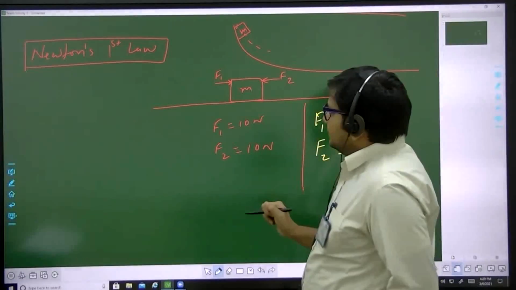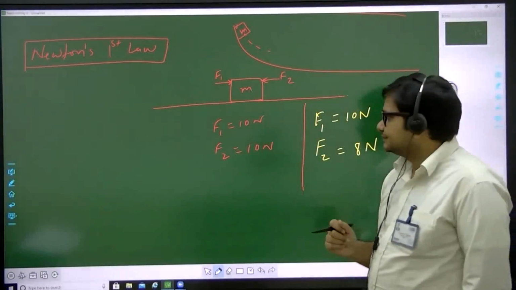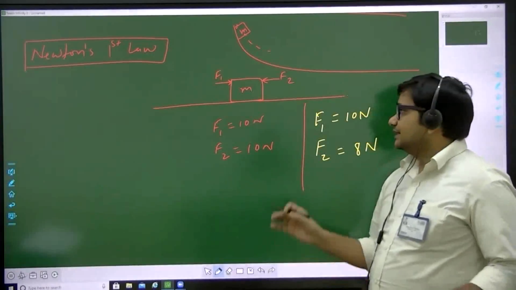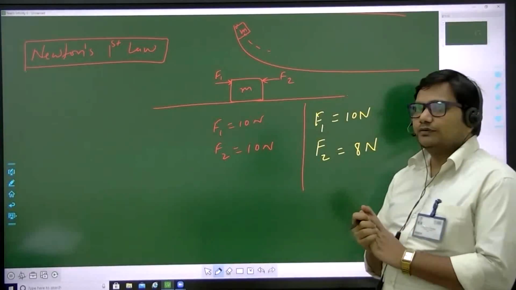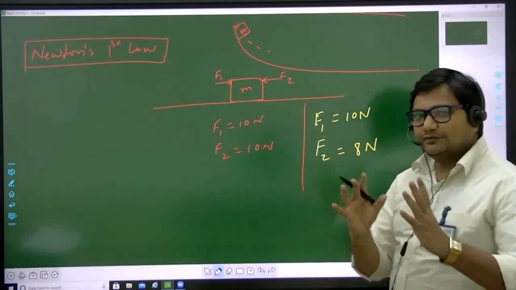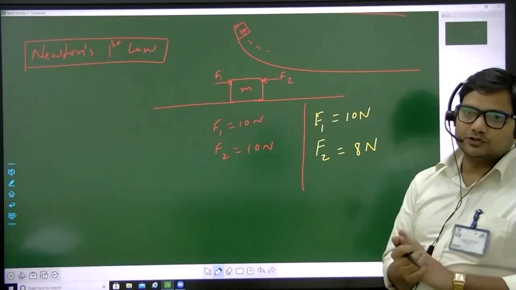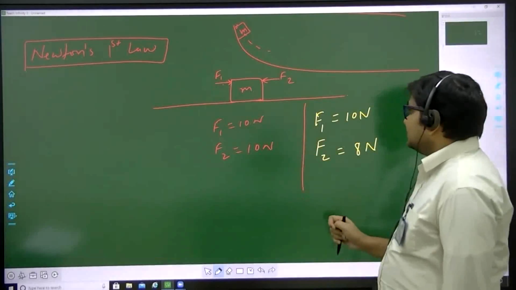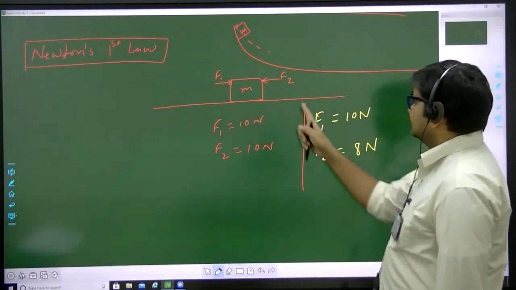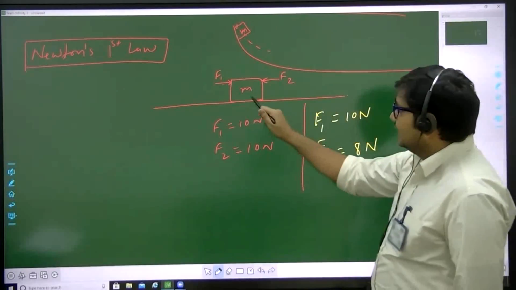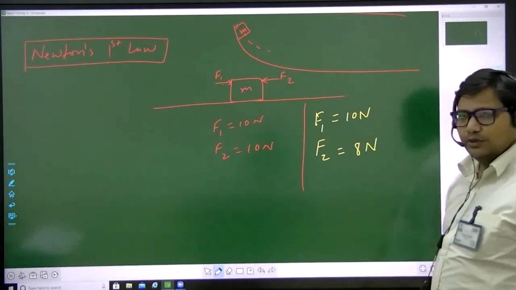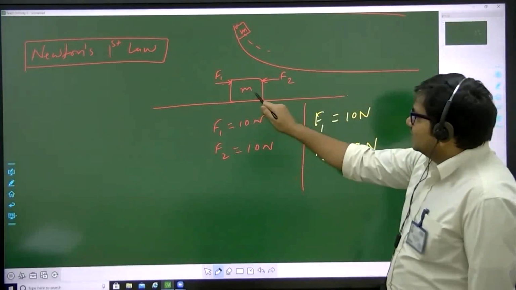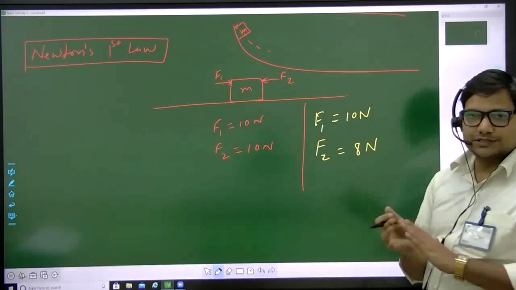Now we will learn what are balanced and unbalanced forces. If two or more forces are acting on a system and they bring about a change in the state of that body or system, then those forces are called unbalanced forces. Here F1 and F2 are two forces acting on this object. Suppose the magnitude of F1 is 10 Newton and F2 is 8 Newton. Then the net force acting on this object will be 2 Newton. This 2 Newton is going to change the state of this object, so these two forces are unbalanced forces.